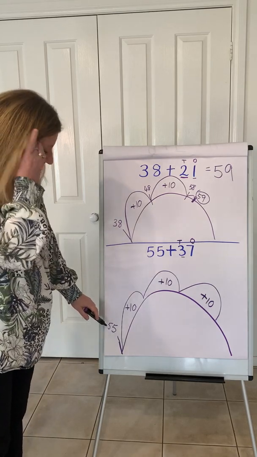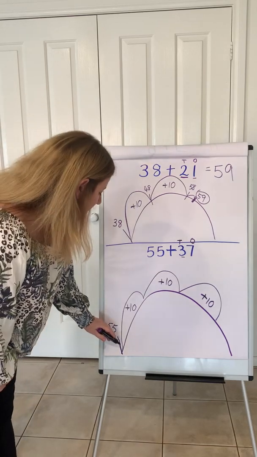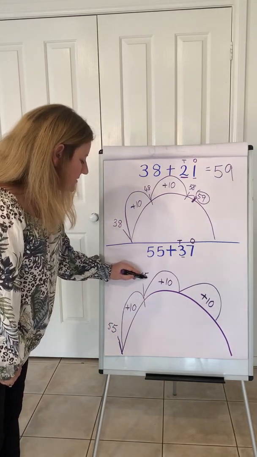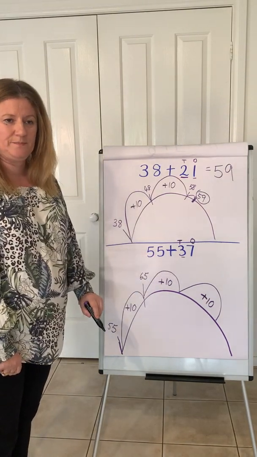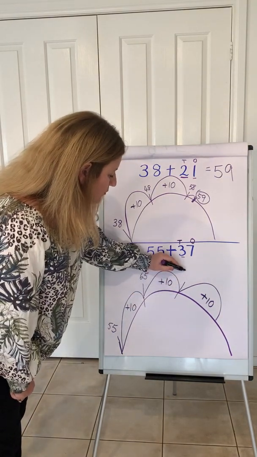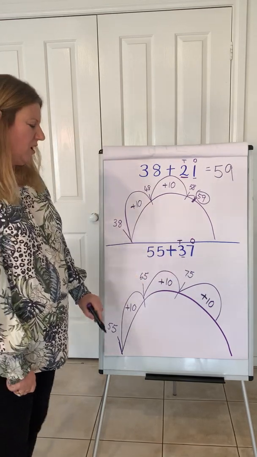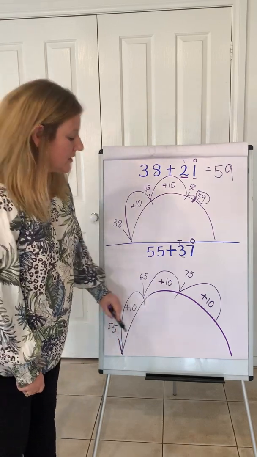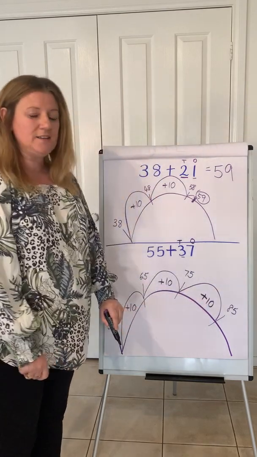And I start at 55 and go, right, what's 55 plus 10? 55 plus 10 is 65. What's 65 plus 10? 65 plus 10 equals 75. What's 75 plus 10? Well, 75 plus 10 equals 85.